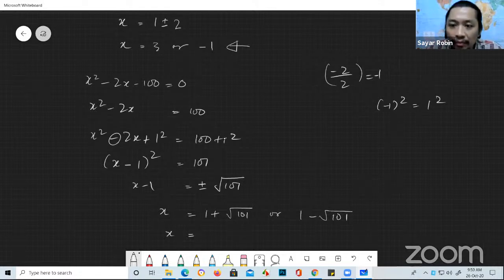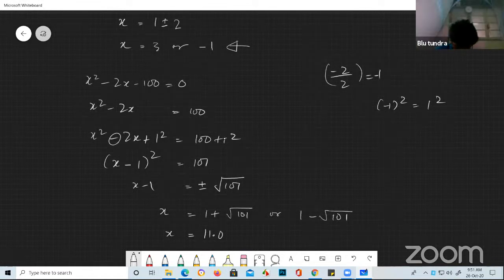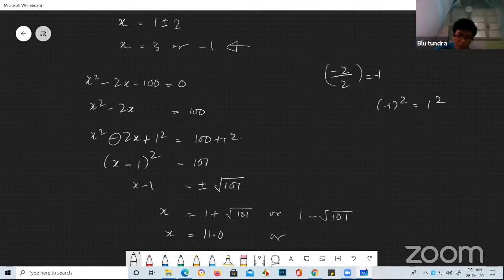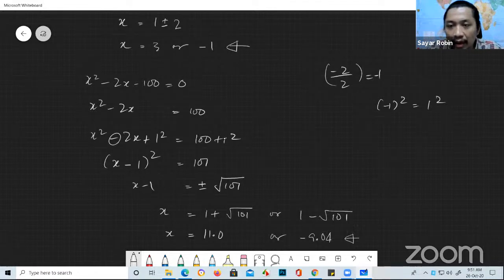What is 11.0? Okay, good, correct. Right, 11.049, right? Yes. Okay, that's right. And then, for 1 minus square root of 101, what is the answer? Minus 9.04. Minus 9.04, okay, that's all.